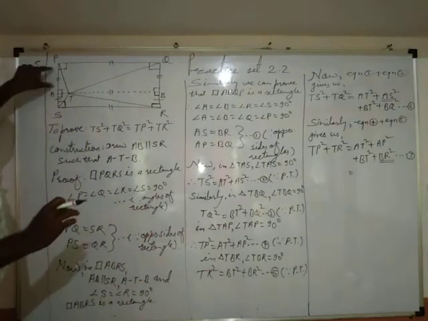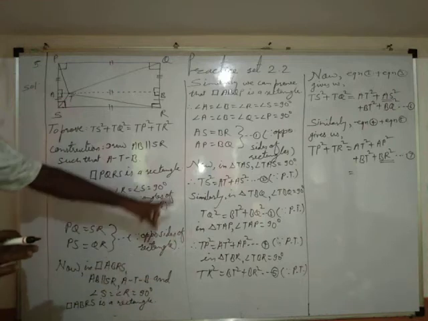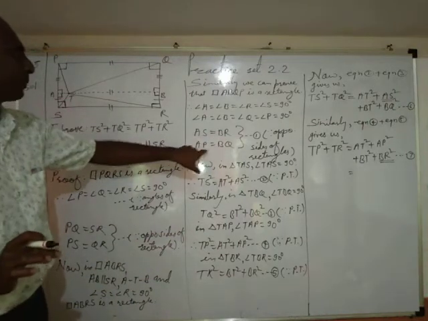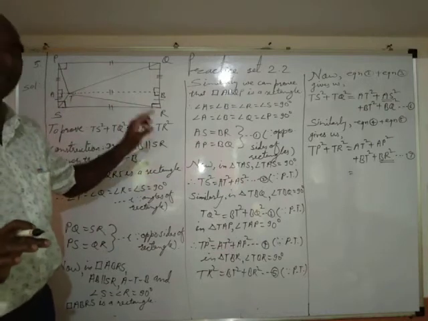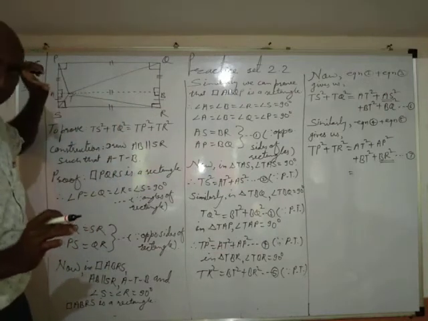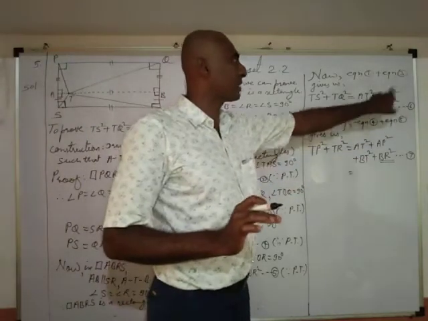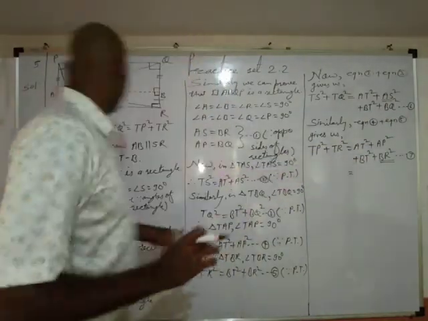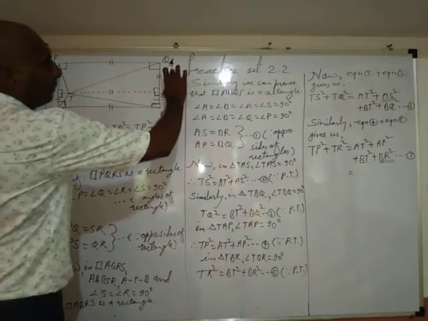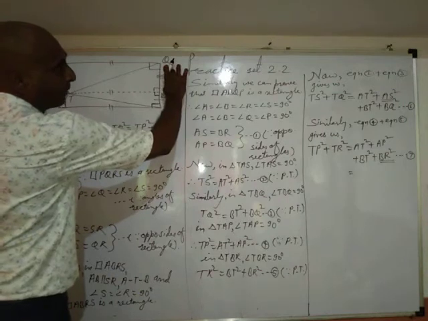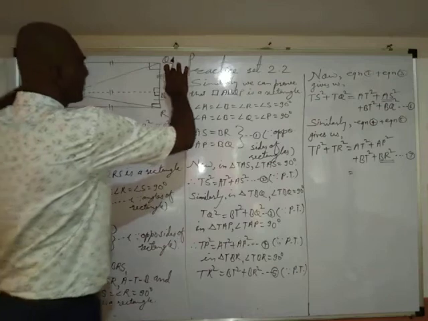And now AP equals BQ, because we already proved that AS equals BR, and AP equals BQ, since these are opposite sides of rectangles, because here are two different rectangles. Okay, let's replace that BR square with AS square, and AP square equals BQ square, so we may replace AP square with BQ square.